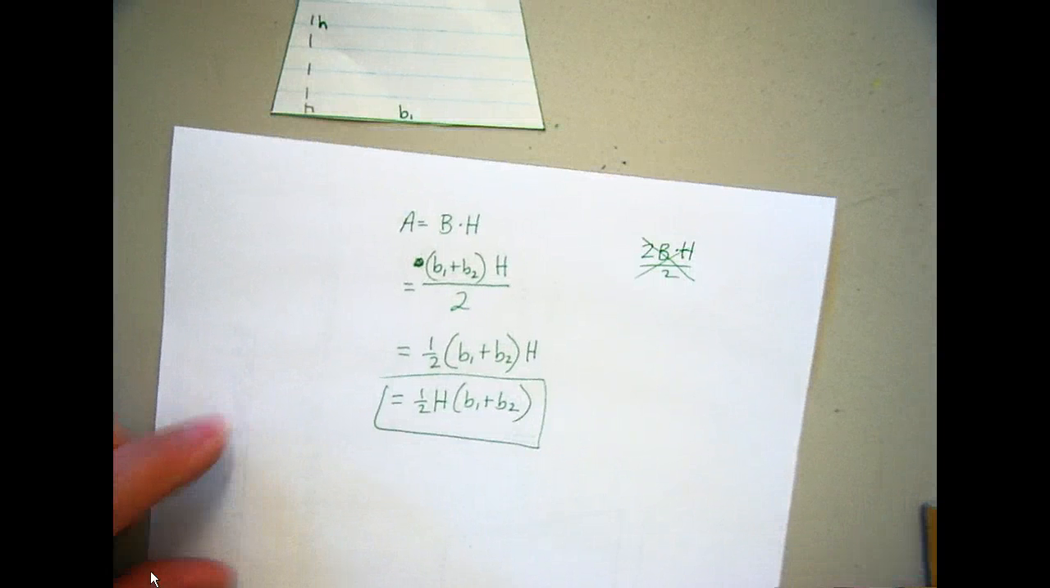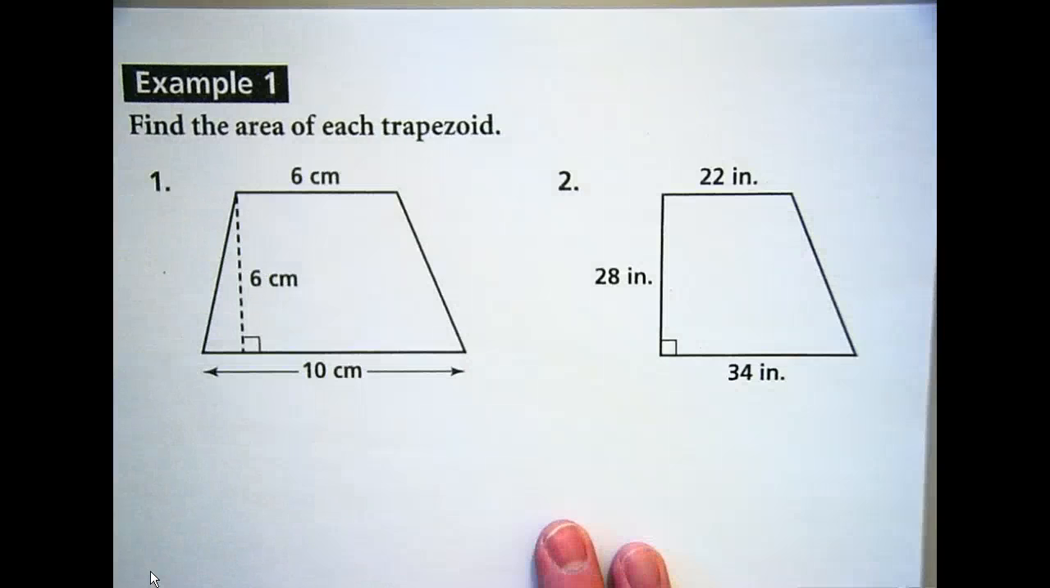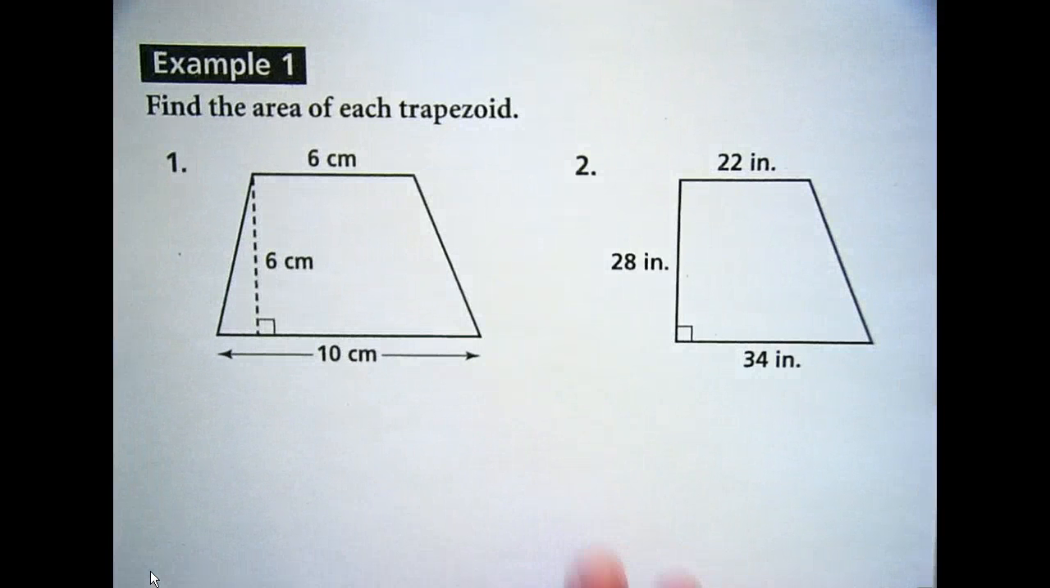I want you guys to take a look at number 1 on your assignment. Which side? Example side. Find the area of each trapezoid. In fact, number 1 and 2, I want you to work with your partner. Come up with those areas, please.